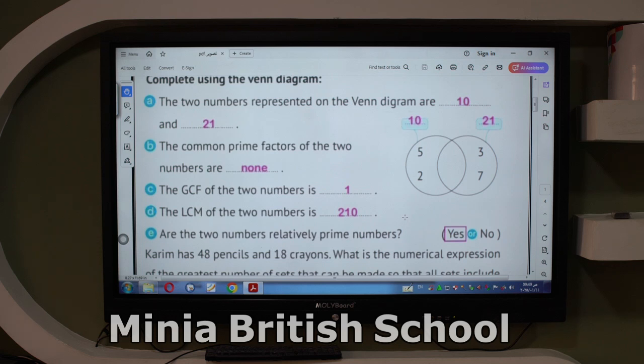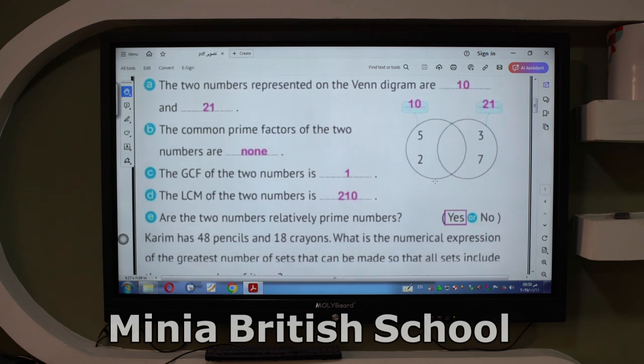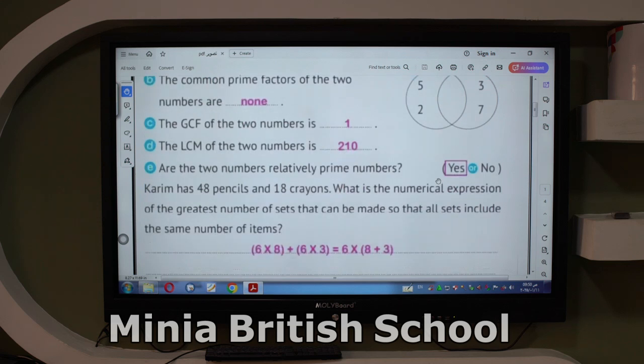Remember, GCF equals the product of the numbers in the common area. If you don't have any numbers in the common area, then GCF equals 1. And LCM equals the product of all factors. Okay, are the two numbers relatively prime numbers? Yes. What are the relatively prime numbers? The two numbers there, GCF equals 1.